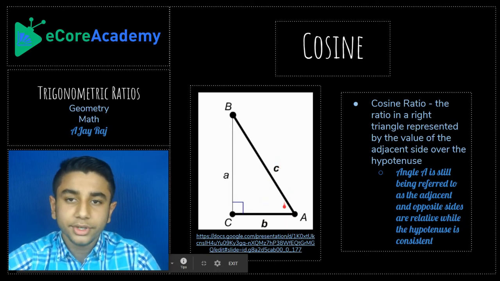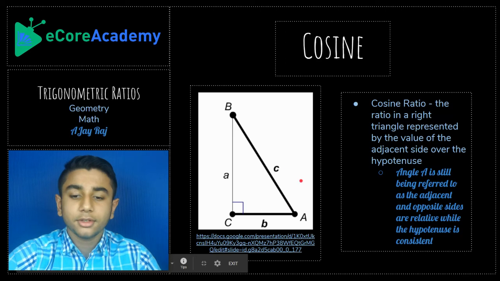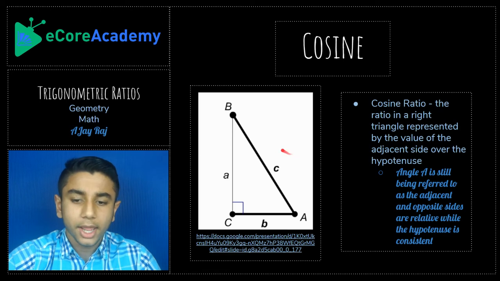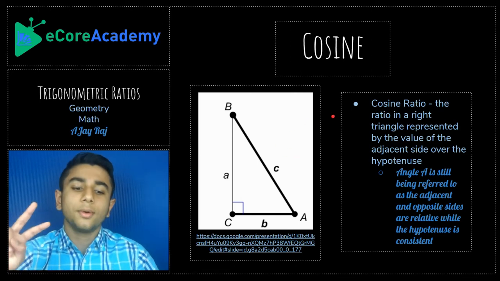And this is also going to be less than 1, because, of course, C is the largest leg in the triangle. So therefore, it's always going to be less than 1. So that's sine and cosine that are always less than 1.